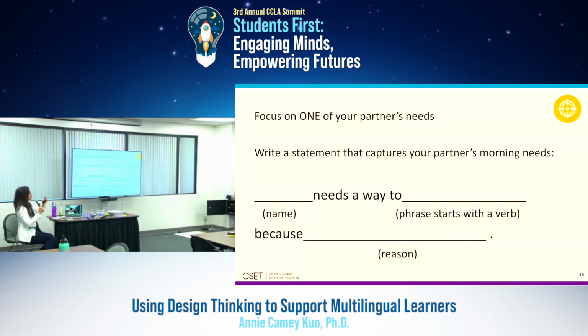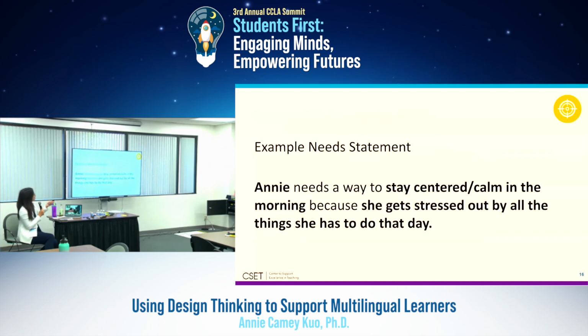Good scaffolding for multilingual learners is sentence starters, right? So your partner needs a way to blank. So what do they need? A phrase that starts with a verb because of blank. So I'm going to give you an example, which is Annie needs a way to stay centered, calm in the morning because she gets stressed out by all the things she has to do during the day. So that is one need statement.